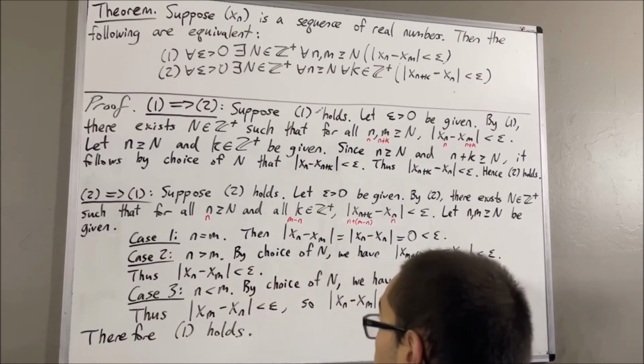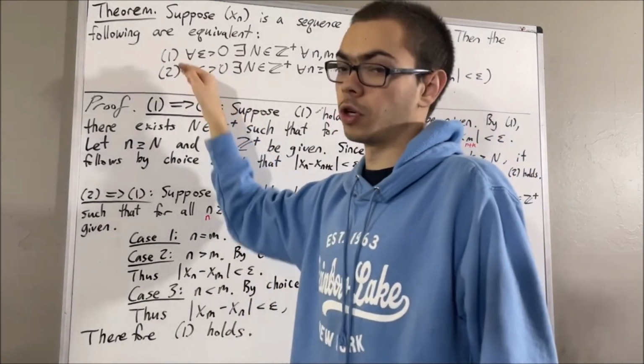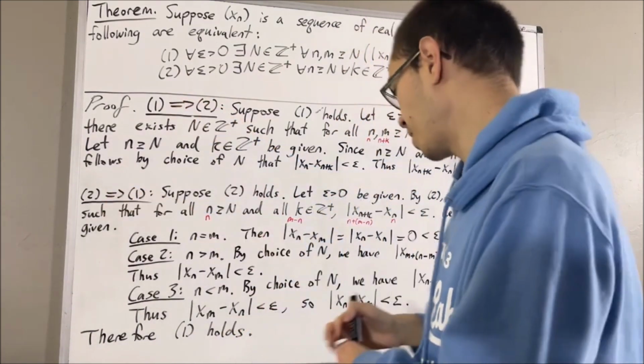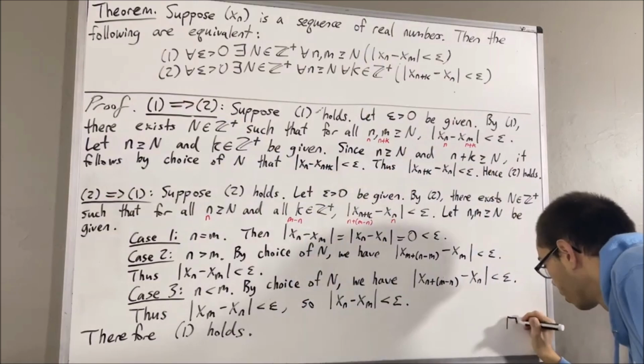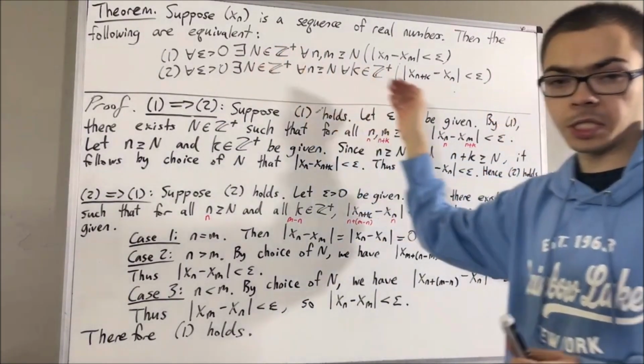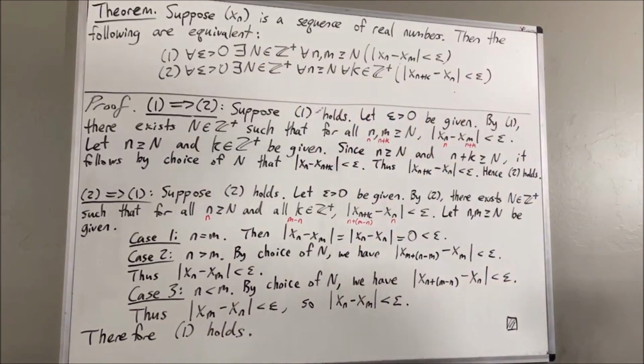And so we have shown if 2 holds, then 1 holds. And so we have proven both directions. And so this completes the proof. We have proven that the two definitions of a Cauchy sequence are equivalent. And so yeah, that's pretty much it for this video.